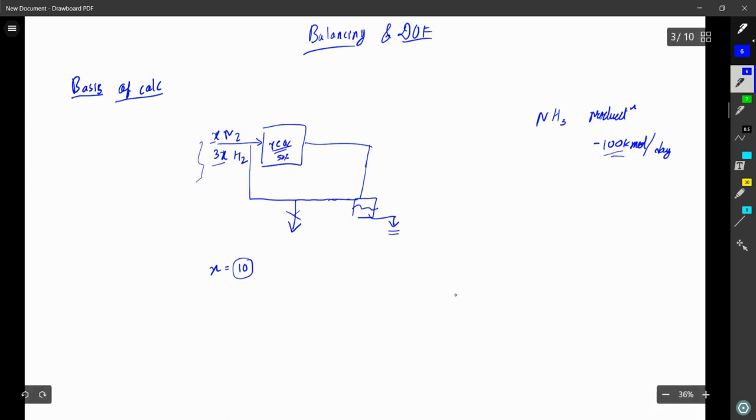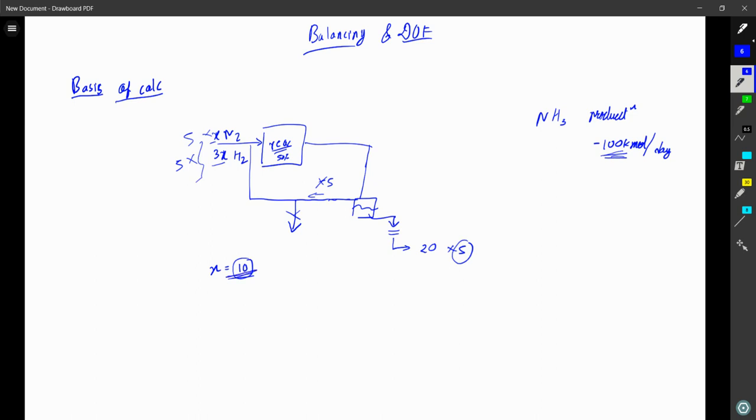Then you do all the calculation and find out, if x was 10, what is the amount of ammonia out. If the ammonia comes out to be 20, but we need 100, we just multiply it by 5. So we multiply everything by 5, whatever goes here, we multiply by 5. So the initial assumption you take here is called the basis.